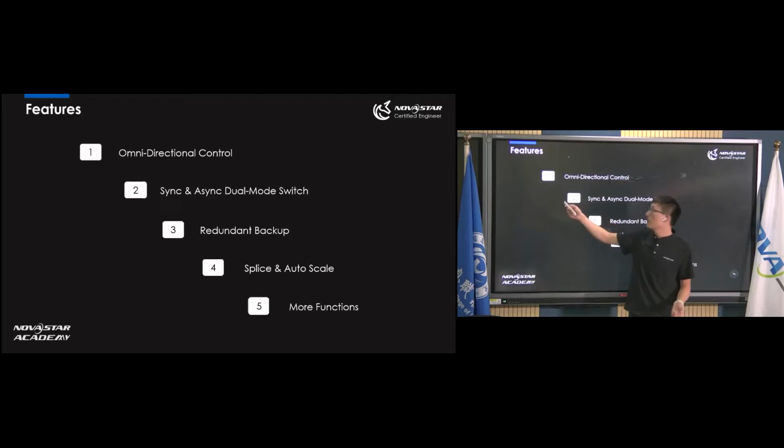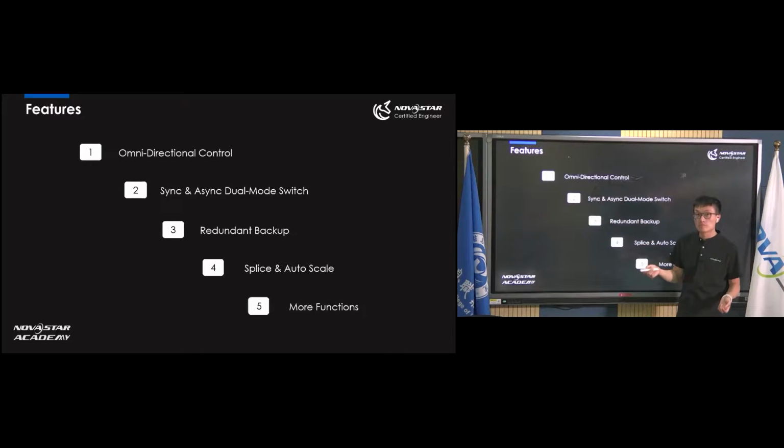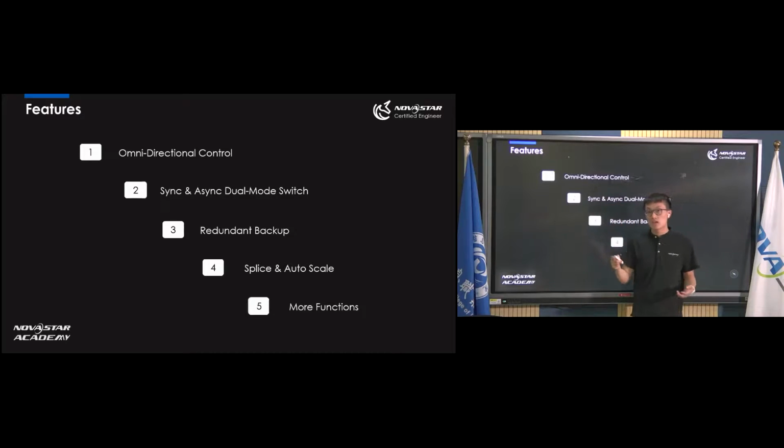The first one is omnidirectional control, which means that the control system can be flexible. You can use your mobile phone, such as an iPhone, Android phone, or iPad, to connect with the Taurus box through Wi-Fi. It's very easy for you. Also, you can use an Ethernet cable to connect with the Taurus box for a stable solution. So the control system is flexible. You can use these 2 ways to control it.